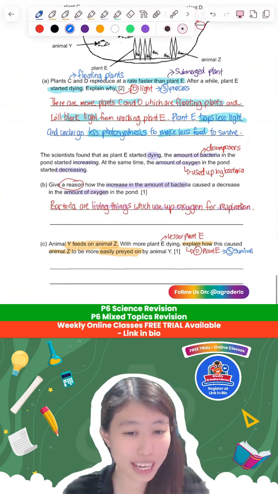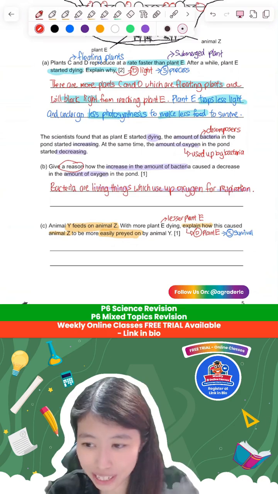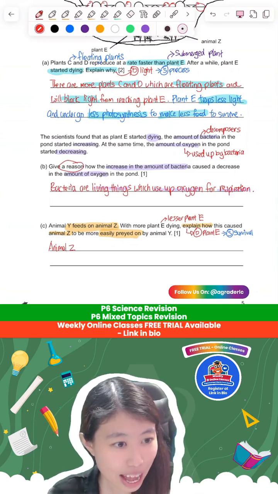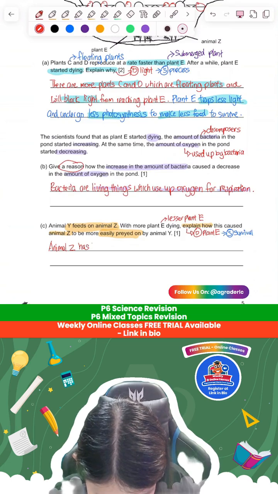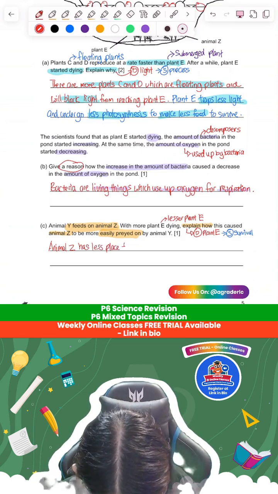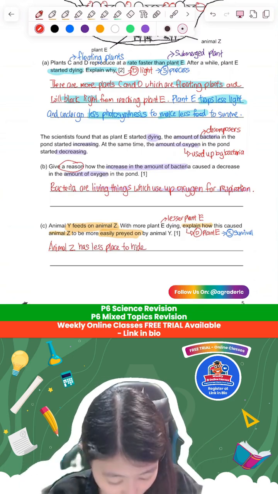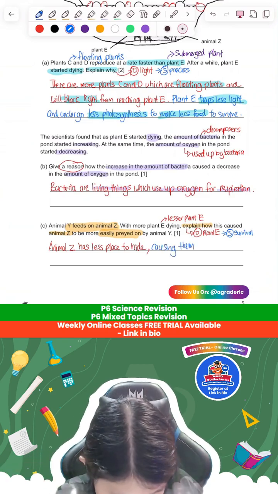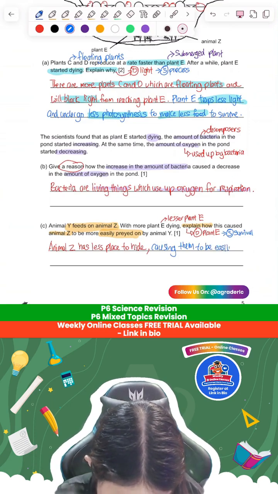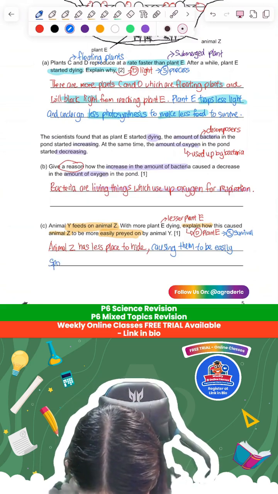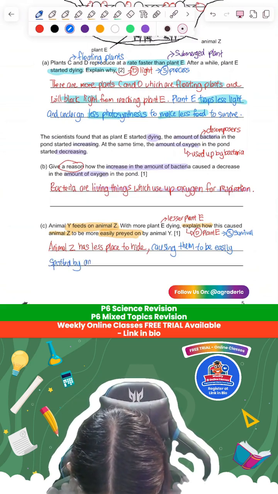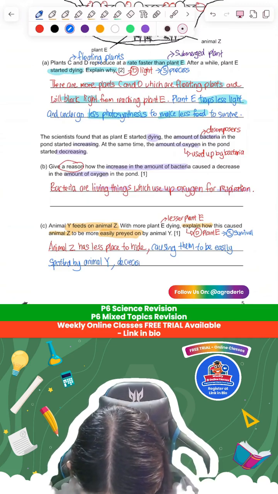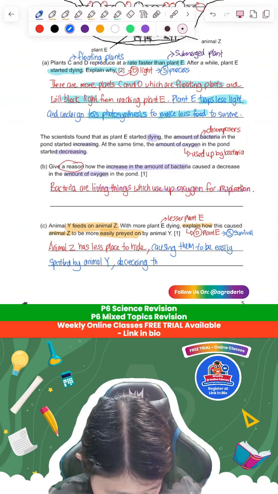Okay, those of you who sent in your answers, you got the idea there, very good. So you need to say that animal Z has less place to hide, causing them to be easily spotted by animal Y, decreasing the chance of survival.